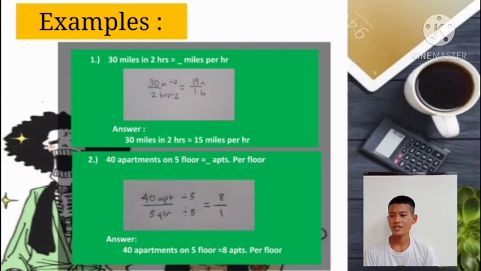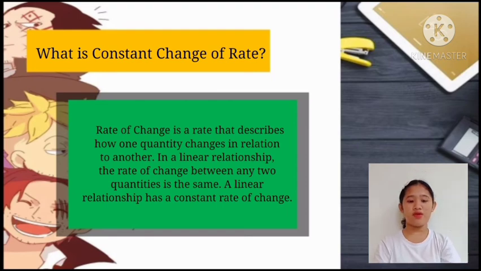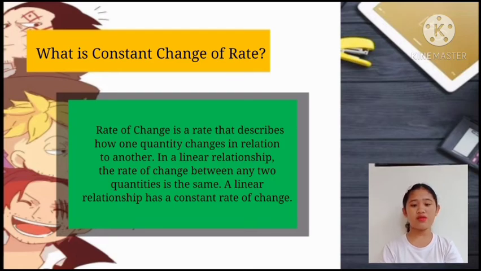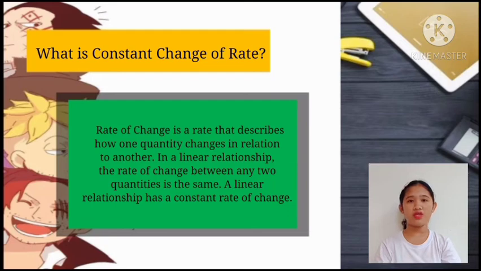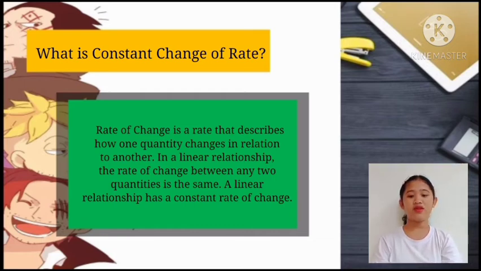Moving on to the next topic, we have constant rate of change. What is constant rate of change? Rate of change is a rate that describes how one quantity changes in relation to another. In a linear relationship, the rate of change between any two quantities is the same. A linear relationship has a constant rate of change.